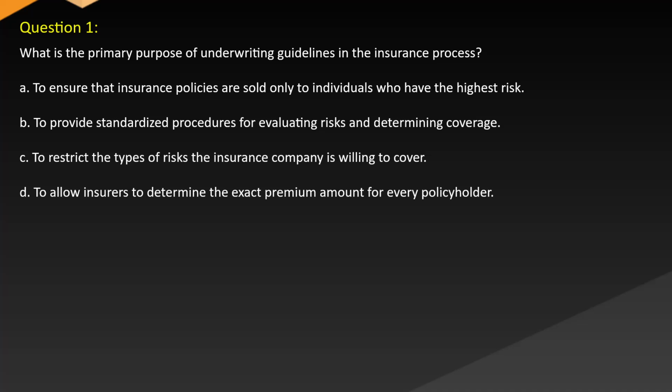Question 1. What is the primary purpose of underwriting guidelines in the insurance process? A. To ensure that insurance policies are sold only to individuals who have the highest risk. B. To provide standardized procedures for evaluating risks and determining coverage.